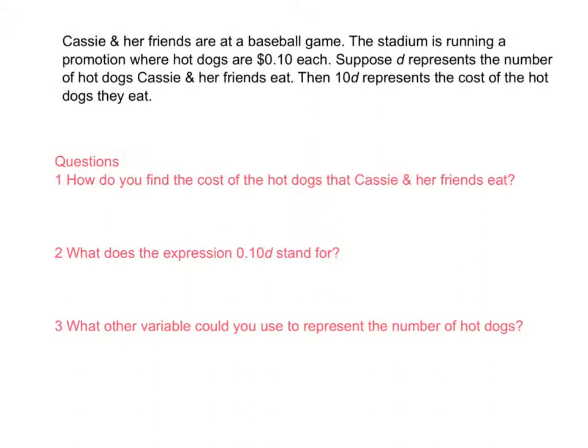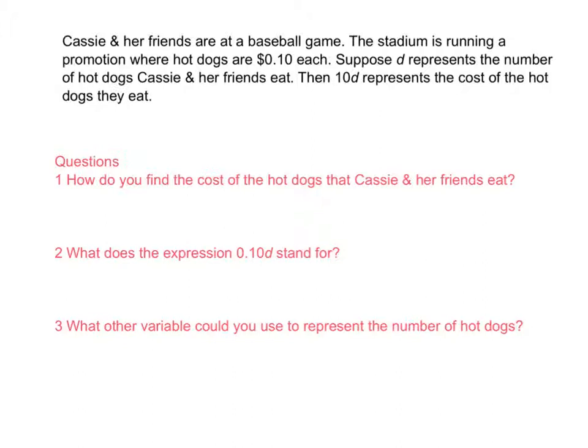Suppose D represents the number of hot dogs Cassie and her friends eat. Then 10D represents the cost of the hot dogs they eat. Now, the questions I'd like for us to have a discussion about, and I know it's kind of hard for you right now, you can't discuss back with me, but I'm going to say a few things, and we're going to look at this problem together, and hopefully you can pause the video and see if your answer matches mine.